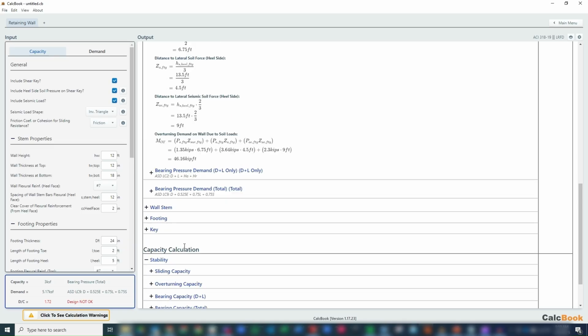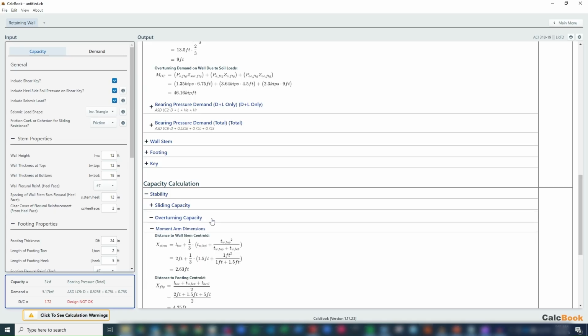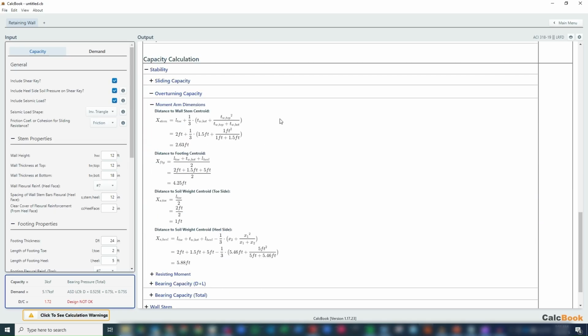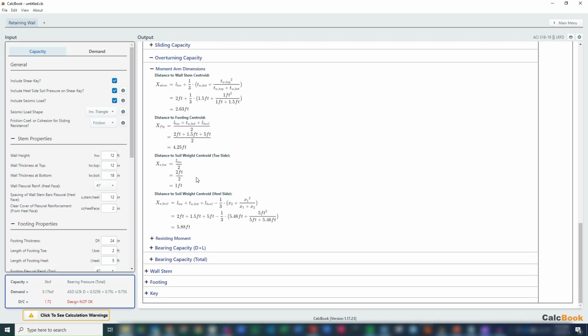So we go ahead and click into our stability, click into our overturning capacity, and we have a few things to calculate here. First, we need to calculate all of our moment arm dimensions from that rotation point. So we look at our distance to the stem, we look at our distance to the center of the footing for the weight of the footing, and then we have the distance to the center of the toe side soil, and then the distance to the center of the heel side soil.